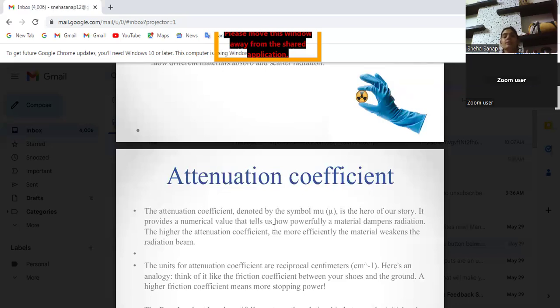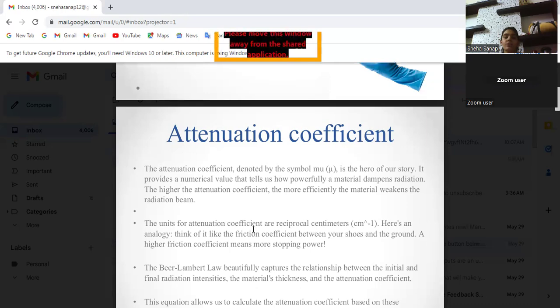Attenuation means that when any ray is incident on a material, some of it passes through and some is reflected. This is attenuation in simple language. The higher the attenuation coefficient, the more efficiently the material weakens the radiation beam. The unit of the attenuation coefficient is reciprocal centimeter. Think of it like a friction coefficient between shoes and the ground: a higher coefficient means more stopping power.